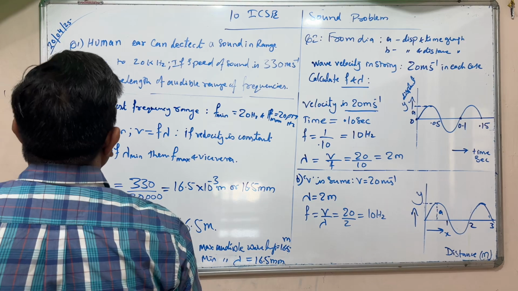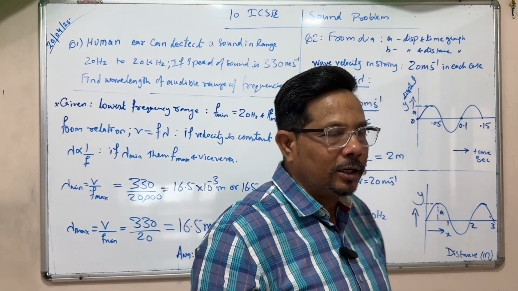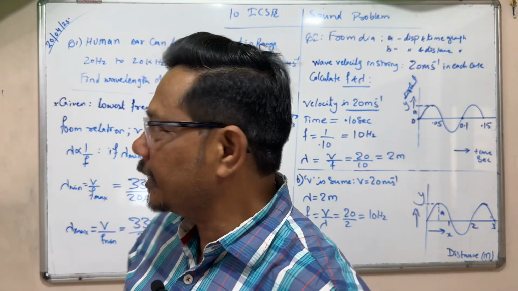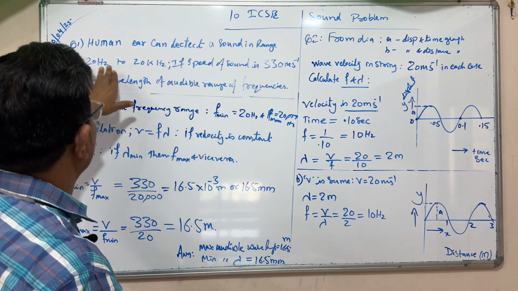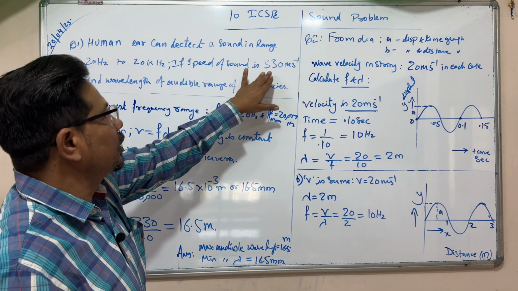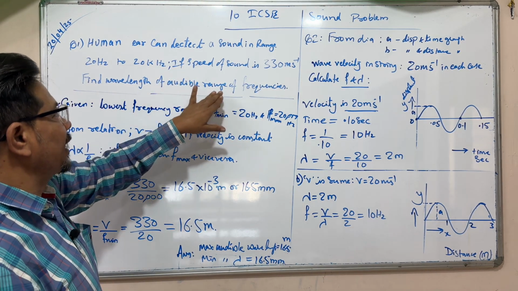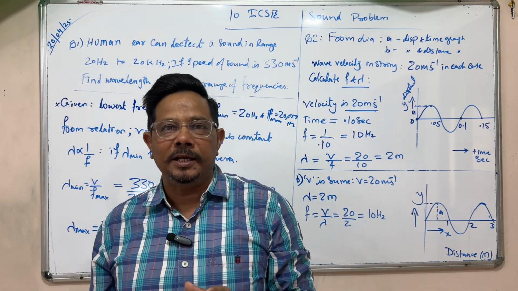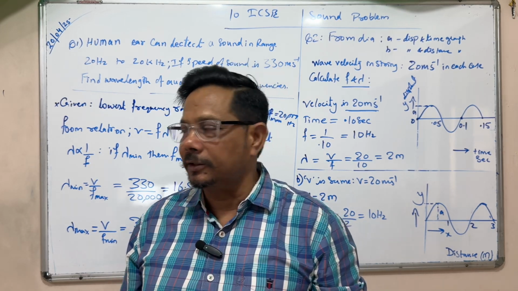Now here is the question. Human ears can detect sound in the range of 20 hertz to 20,000 hertz. If the speed of sound is 330 meter per second, find the wavelength of the audible range. See here, the minimum frequency is 20 hertz and the maximum frequency is 20,000 hertz.